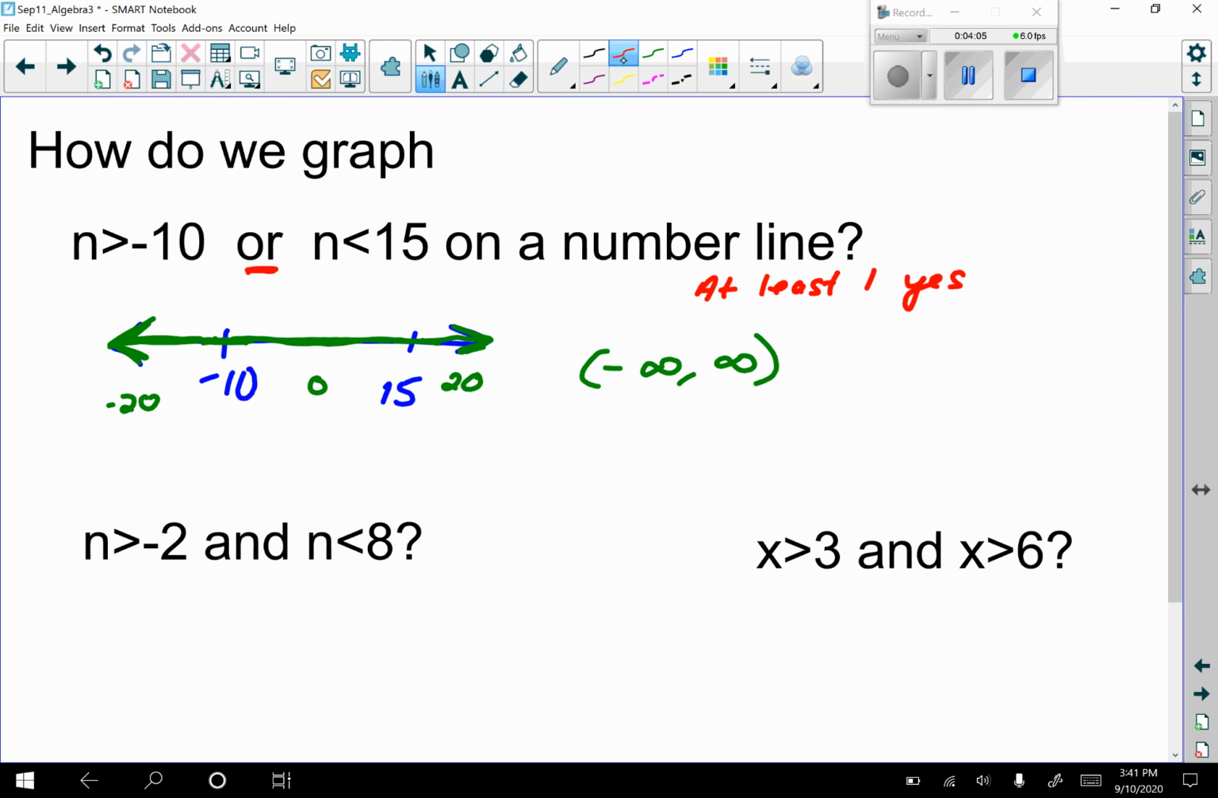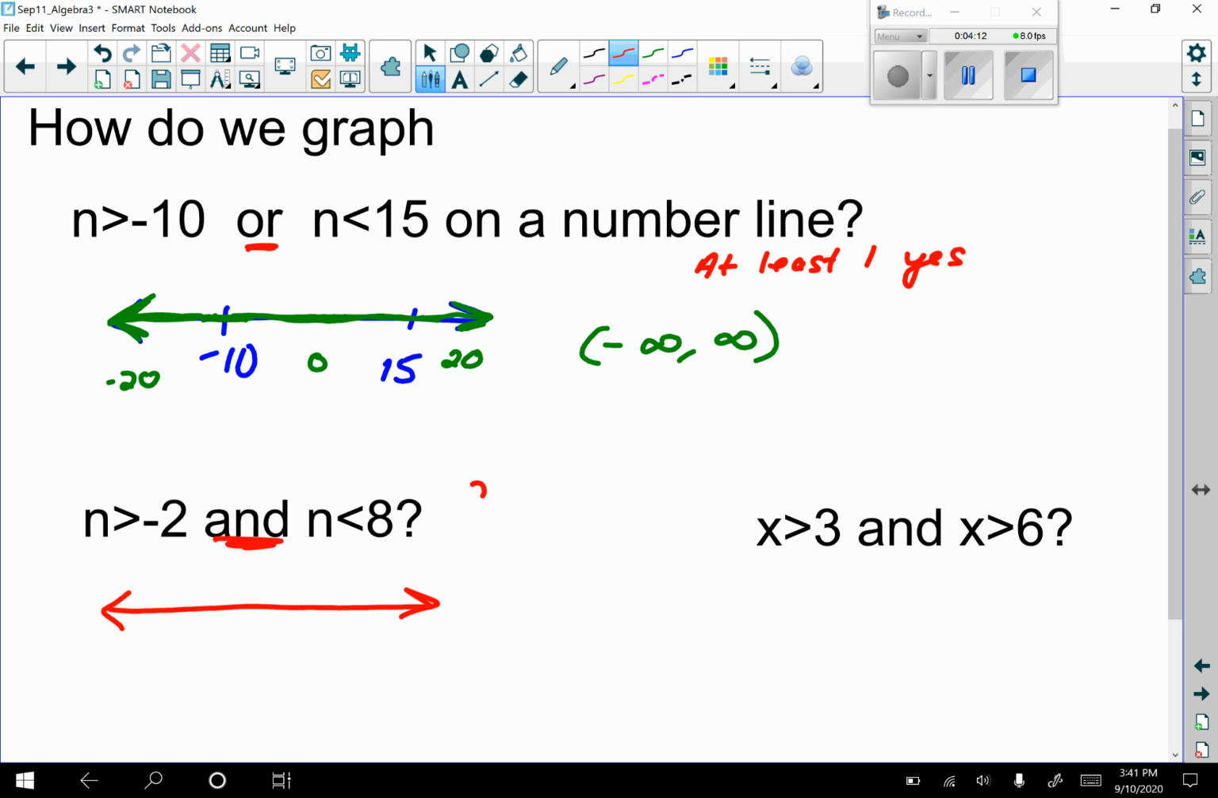Let's take a look at n is greater than negative 2 and less than 8. We need two yeses in order to shade. So I'm going to put my two special numbers. I'm going to pick a negative 5 over here, a 0 in between, and then maybe a 9 over here. Is negative 5 greater than negative 2? No, I really don't need to check the other one. I needed to get two yeses here. I'm only going to get one yes, so I do not shade to the left of the negative 2.